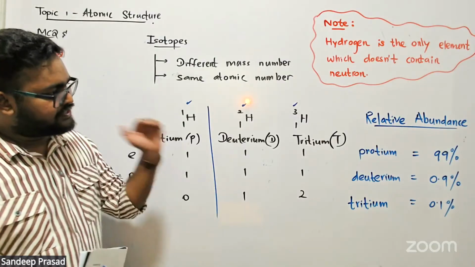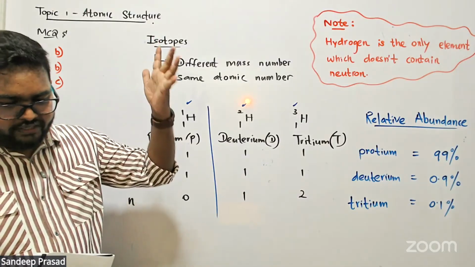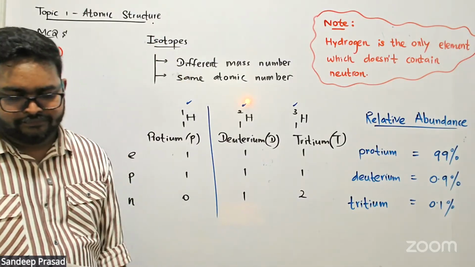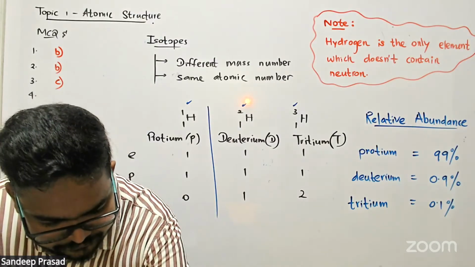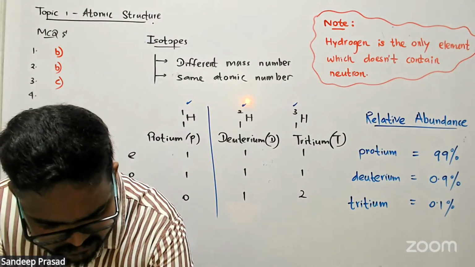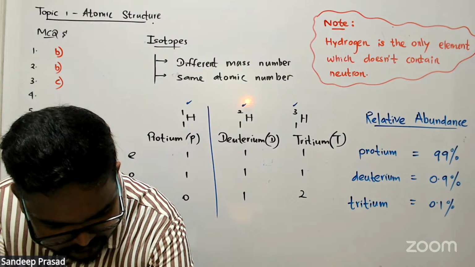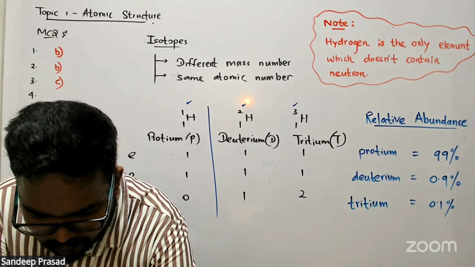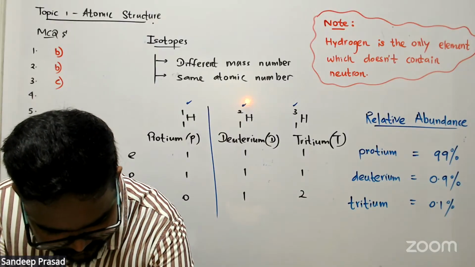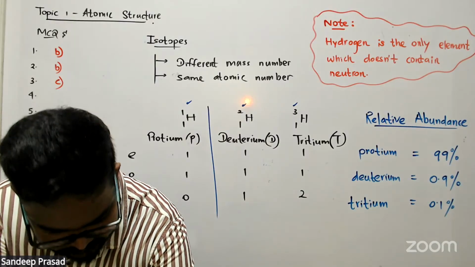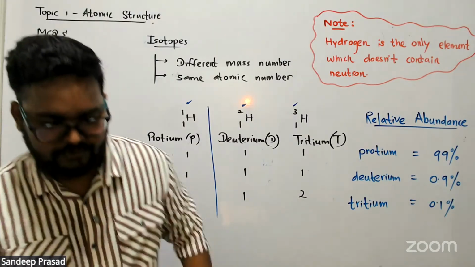Can you understand what is meant by relative abundance? Raise your hand those who understood what is meant by relative abundance. If you have any doubts, put your doubts in the chat box. That's a very simple thing, right? Availability. Yeah, good. So we are doing some calculations regarding this relative abundance in our unit number 1.